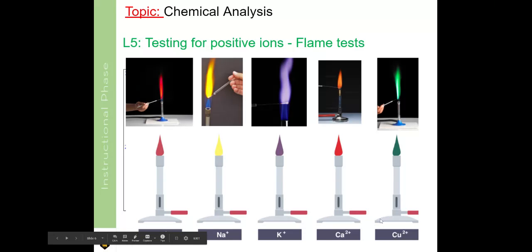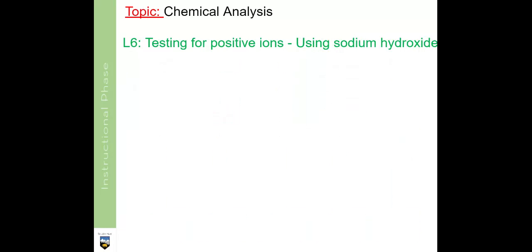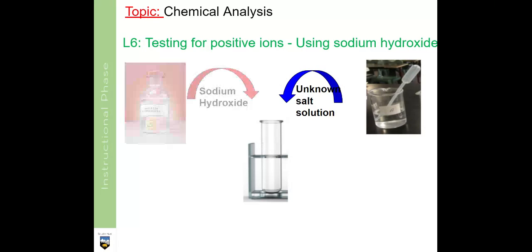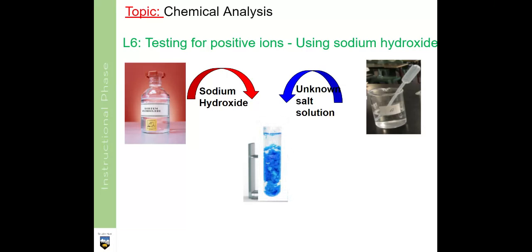And then copper ion also gives a green flame. Now, there was another way to test for positive ions, and that was using sodium hydroxide solution. So if we had an unknown sample with an ionic compound dissolved in it, add your unknown sample to a test tube, add roughly the same amount of sodium hydroxide, and what you should see is a precipitate forming.